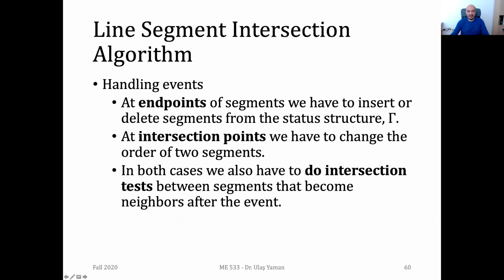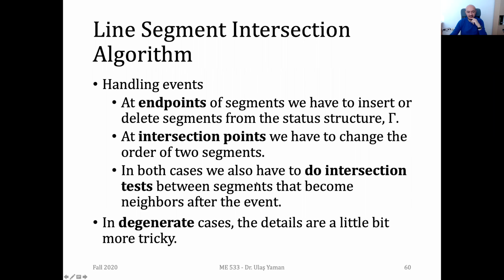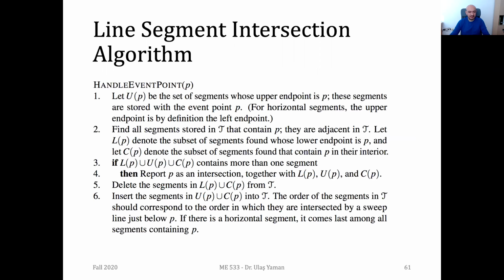And during all these computations, during all these modifications on the status data structure, you should also do some intersection tests between the segments which have not been neighbors before these events. We also have some degenerate cases like multiple points or horizontal lines, but they are obviously a bit tricky. We're not going to discuss all these details.